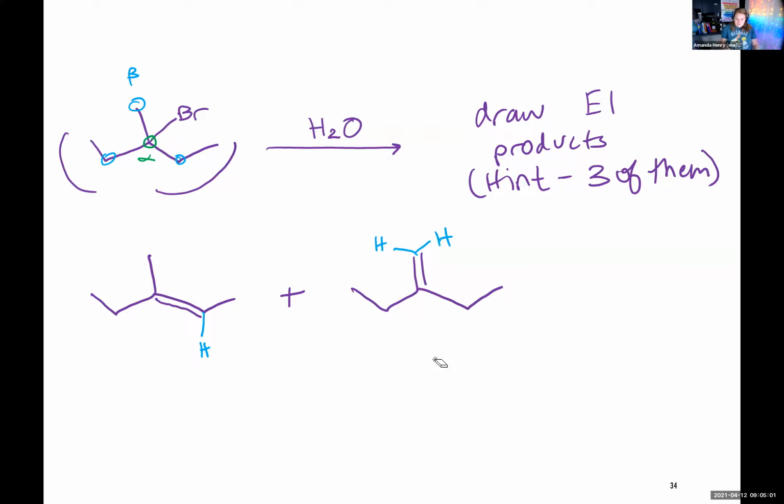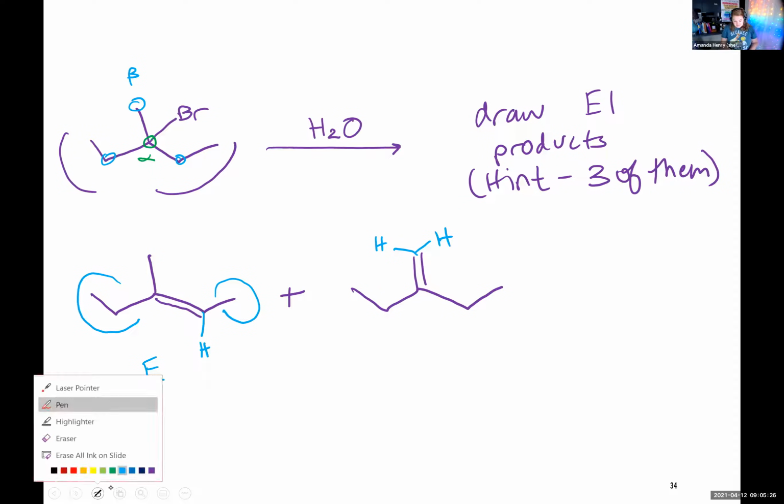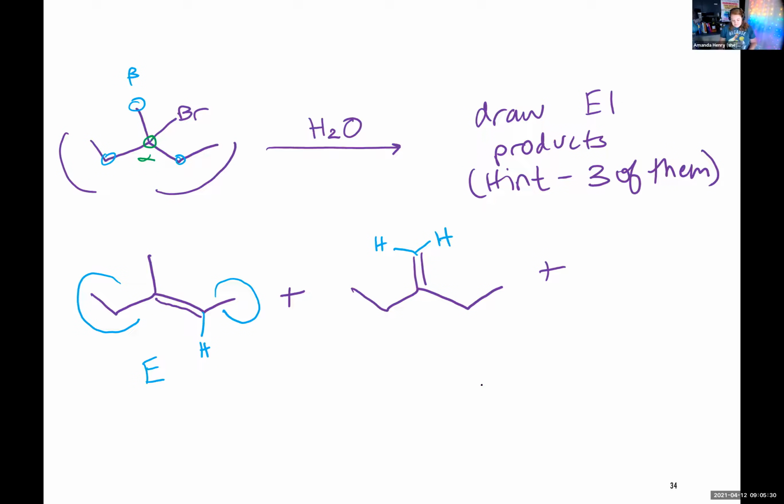So remember, the way we do that is we look at each vinylic carbon. On the left-hand side, this ethyl is going to be the higher priority group. And on the other one, the methyl would be the higher priority group. So they're on opposite sides, so this would be the E. So our third product is this isomer in its Z form.